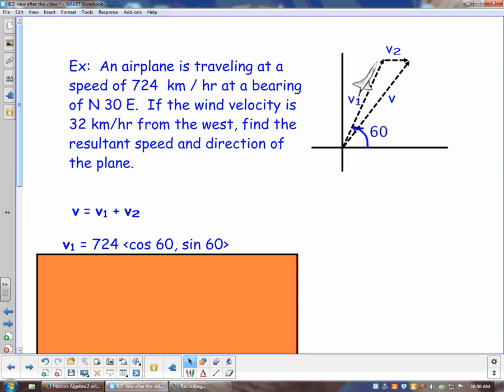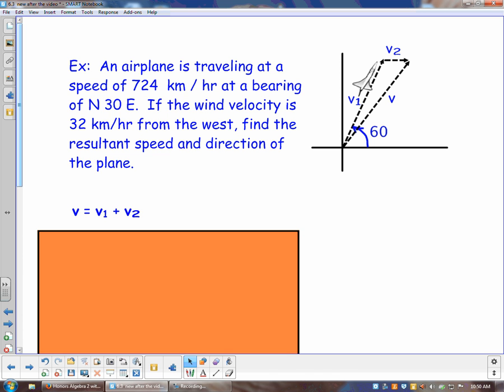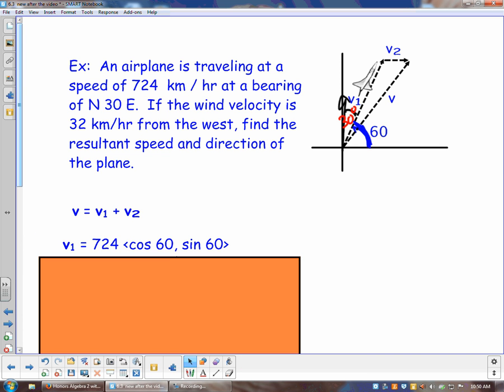So for V1, remember, we take the speed of the plane, that's going to be our magnitude, and multiply it by cosine of, and I ruined this already, north 30 degrees east. Here's north 30 degrees east. You with me? That's a 30-degree angle right here. So does that make sense why we would say this angle from here to here is 60, right? Okay, so that's why we have 724 times, in component form, cosine 60, comma, sine 60. All right?